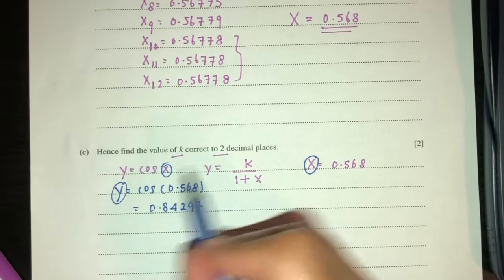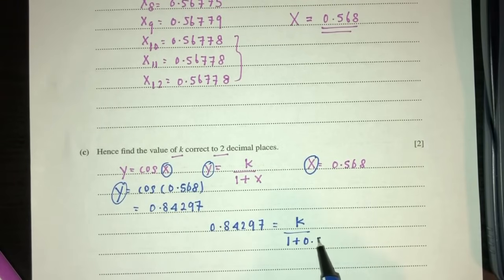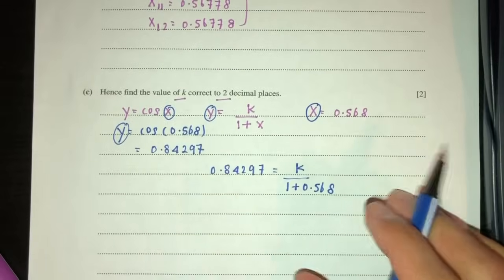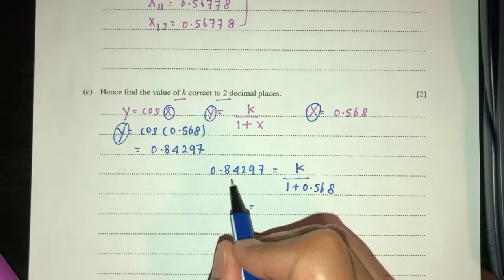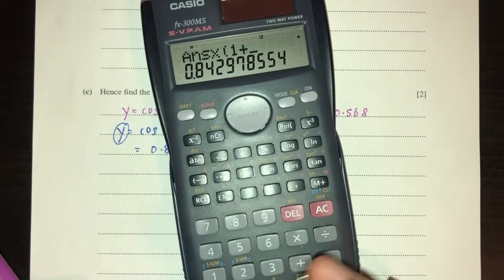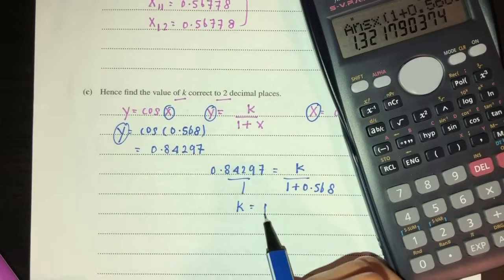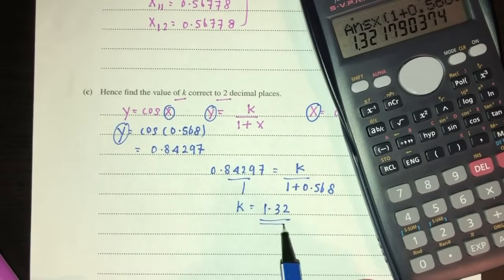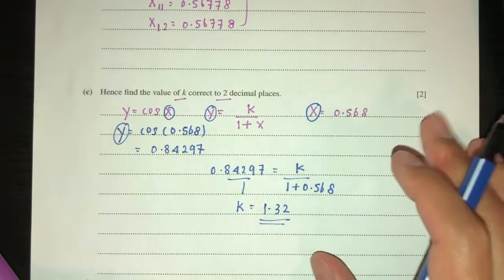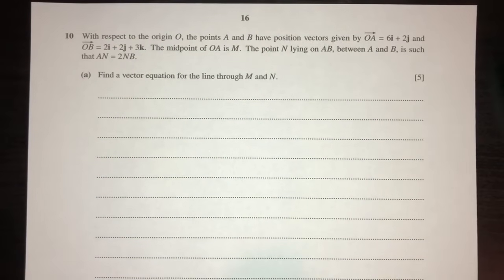Now put this y right here. You have 0.84297 equal to k over 1 plus x, which is 0.568. So k is equal to, we just cross multiply, 0.84297 times 1 plus 0.568. That will become 1.32, correct to 2 decimal places. That will be your value for k. And this is question number 9. Okay, so let's move on to question number 10.